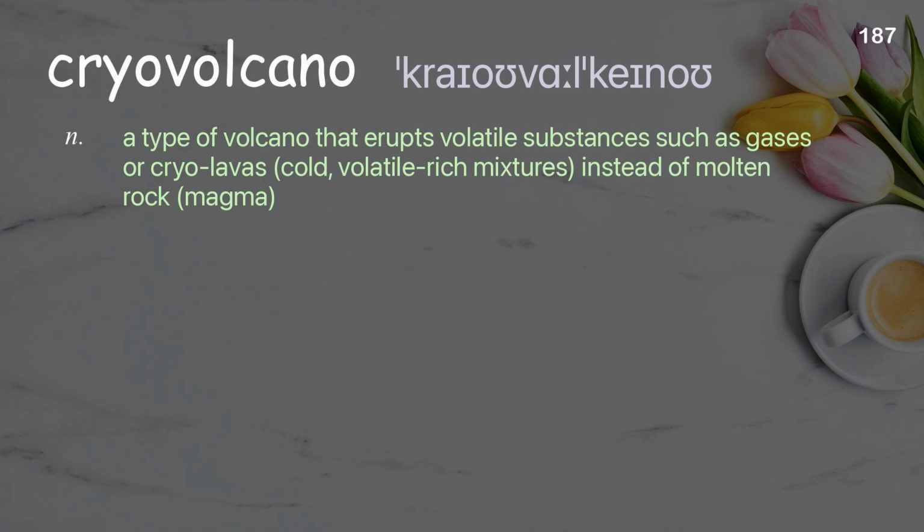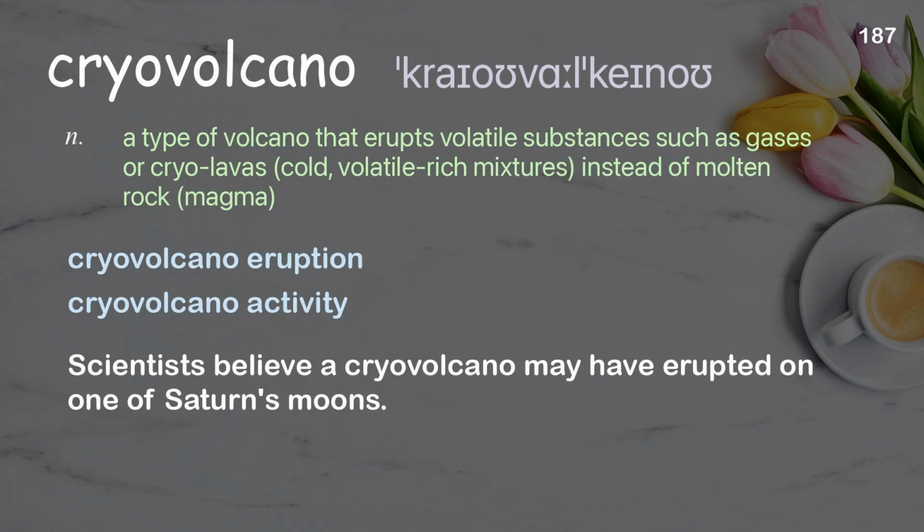Cryovolcano. A type of volcano that erupts volatile substances such as gases or cryolavas, cold, volatile-rich mixtures, instead of molten rock, magma. Examples: Cryovolcano eruption. Cryovolcano activity. Scientists believe a cryovolcano may have erupted on one of Saturn's moons.